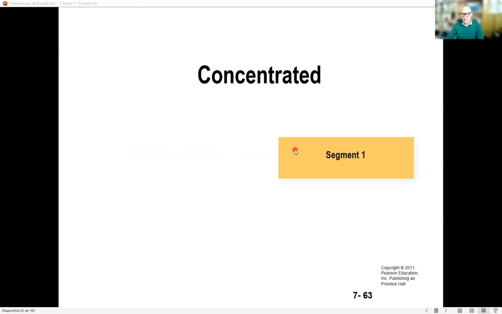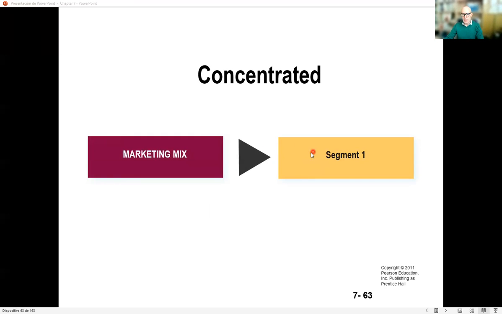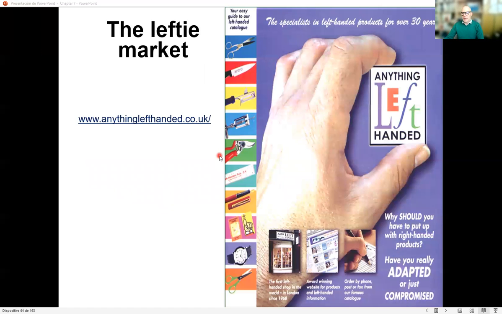So the idea would be this. We only target one segment with a single offering. One example could be the market for left-handed people. Okay, there are not many left-handed people, but there are, of course, and they need products with special design. So there is this company targeting specifically the left-handed consumers with a high variety of products.